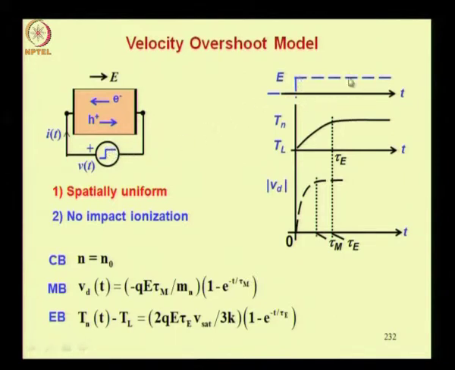So this is the electric field step, and similarly the momentum balance equation gives you an exponentially rising drift velocity as a function of time. Now here we have shown approximately to scale the fact that the momentum relaxation time tau m is less than the energy relaxation time tau e. So this variation in Tn happens over a much longer period than the variation in Vd, okay.